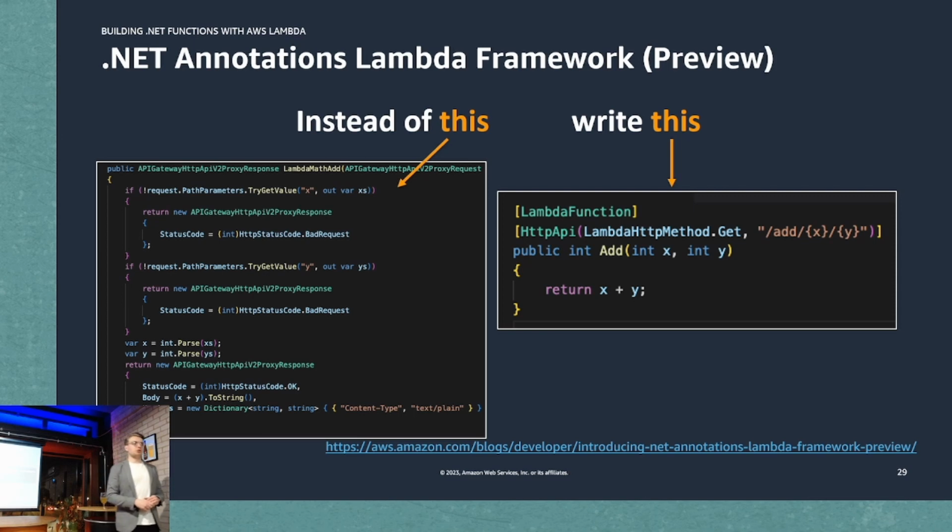So you can use attributes on your methods to say this method is going to be a Lambda function, and this Lambda function is going to be sourced by an API. That API is going to be a GET request, and it's going to have these parameters. And then our Lambda function gets really simple. It's just our business logic. It's x plus y. Nice and easy.